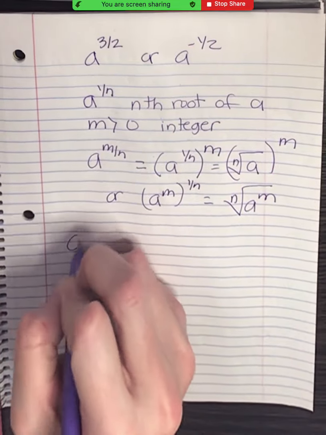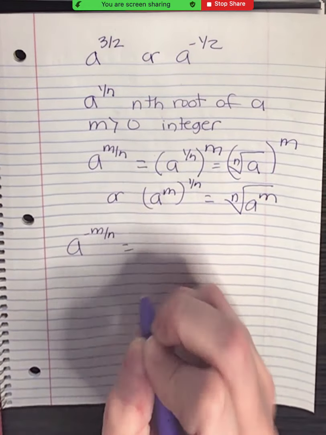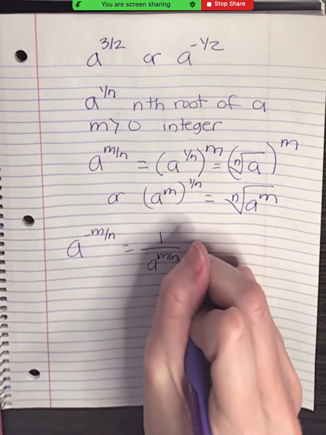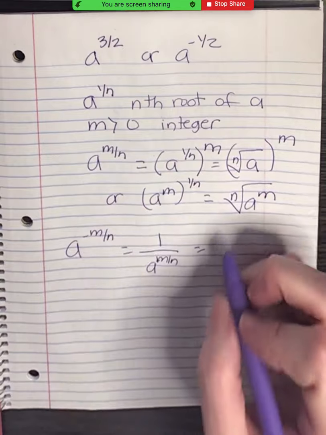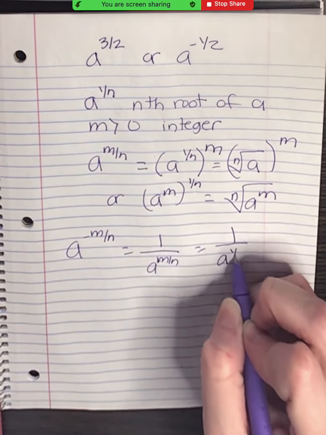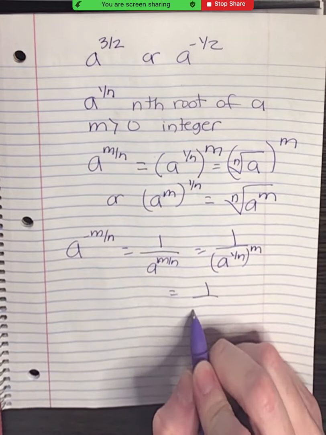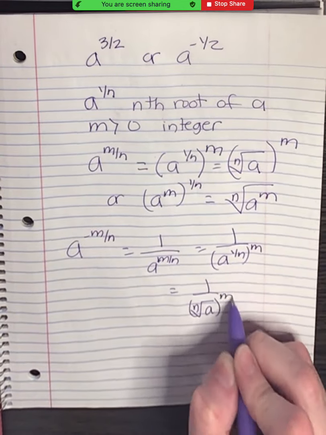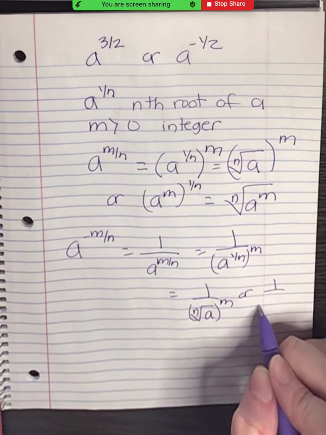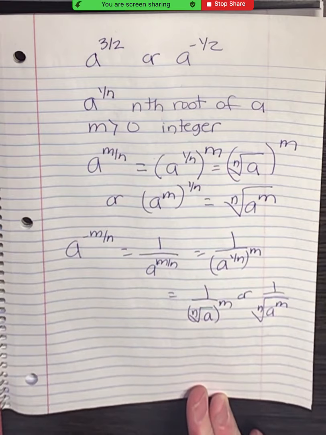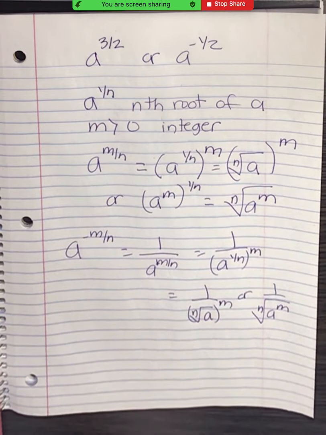And if that's negative, then just recall properties of negative exponents. That would be 1 over a to the m over n. And then these same properties apply. So it would be 1 over a to the 1 over n to the m, which would be the nth root of a to the m, or the nth root of a to the m. So, right, this is a lot of letters, a lot of understanding. So translating this into numbers, okay?